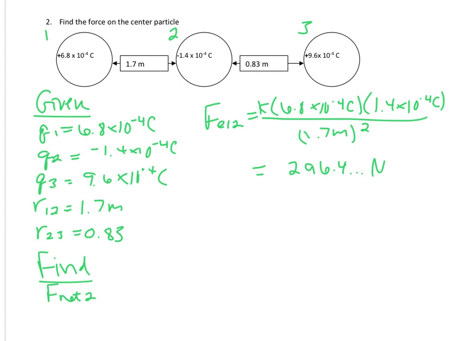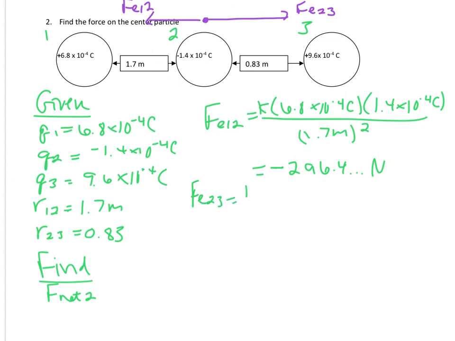So if we're looking at 2, it is attracted to 1. So this would be going to the left, Fe12. And it's also attracted to 3. 3 is closer and the charges are bigger, so the force on 3 should be longer. So this would be Fe23. Okay, so from my force diagram, Fe12 points to the left, so I know this should be a negative number.